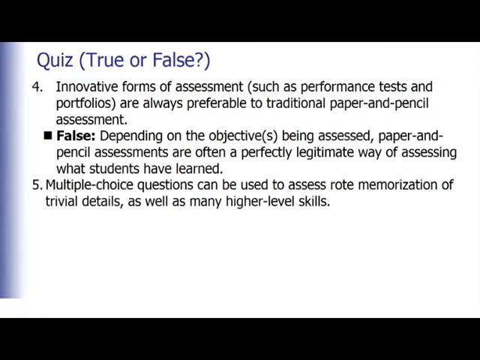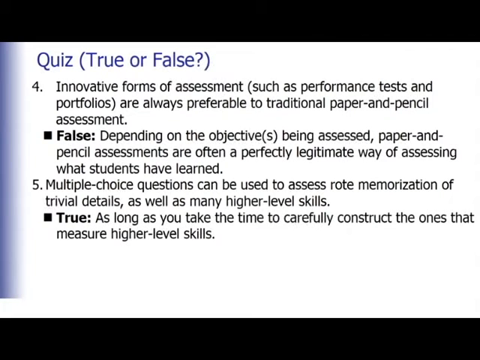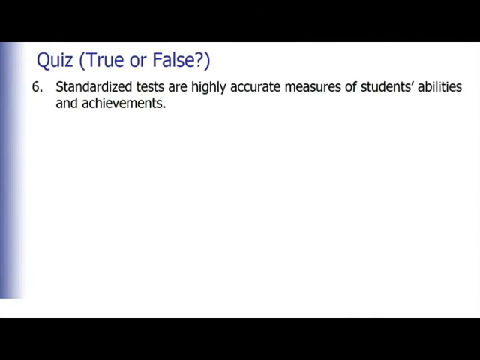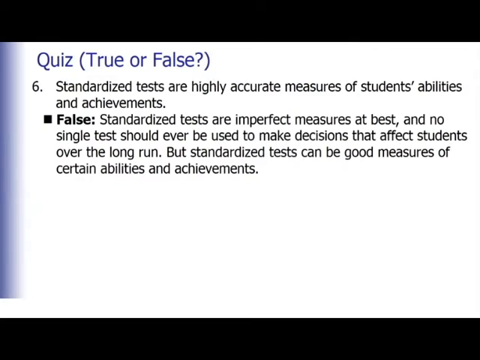Number 5. Multiple choice questions can be used to assess rote memorization of trivial details, as well as many higher level skills. This is true, as long as you take the time to carefully construct the ones that measure higher level skills. And finally, number 6 is, standardized tests are highly accurate measures of students' abilities and achievements. This is false, because standardized tests are imperfect measures at best, and no single test should ever be used to make decisions that affect students over the long run. But standardized tests can be good measures of some abilities and achievements.